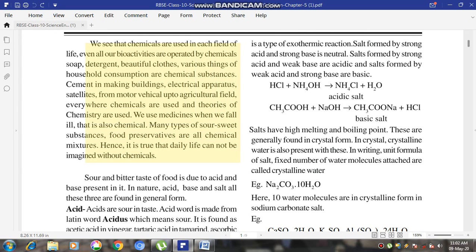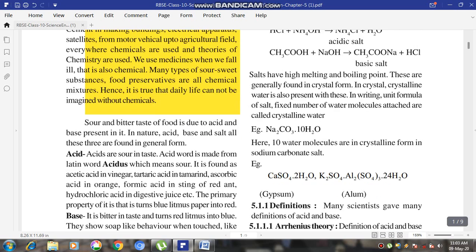We see that chemicals are used in each field of life. Even all our bioactives are operated by chemicals like soap, detergent, beautiful clothes, and household consumption. Even electrical appliances, cement in making buildings, motor vehicles, the agricultural field, medicines, food preservatives. These are all made up of chemical mixtures, and hence we need chemicals for use in our everyday life.